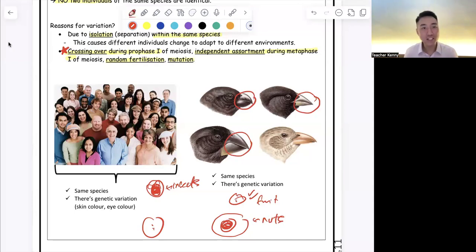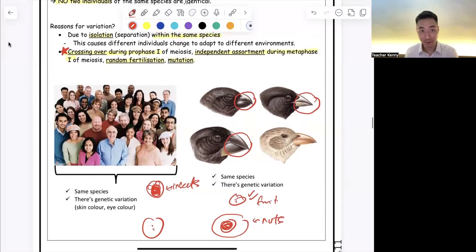Do you understand this story here? Give me thumbs up if you're okay. If not too sure, just type NS, not sure. Can understand where I'm coming from, yeah?